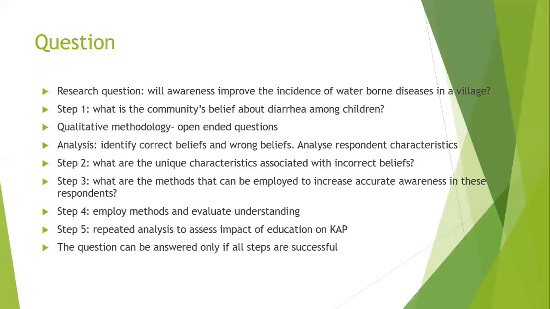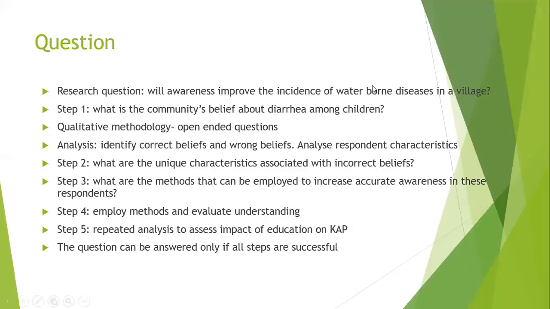So qualitative methodology would be open-ended questions, first to identify the correct beliefs and the wrong beliefs. Then analyze respondent characteristics. People with 10th standard education may be having the correct beliefs, and those who are illiterate may be having the wrong beliefs, and so on. So when you make the survey questions, you may need to make two sets of questions. Then you want to know what are the unique characteristics of incorrect beliefs.